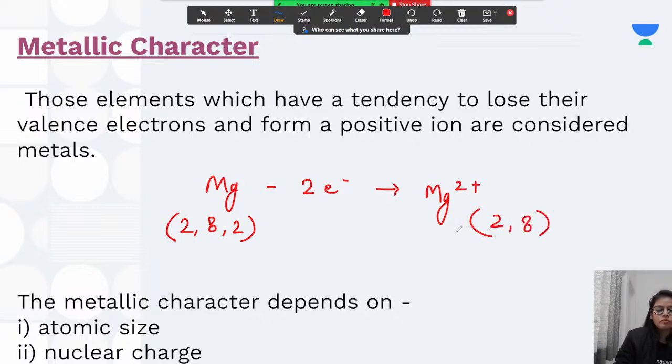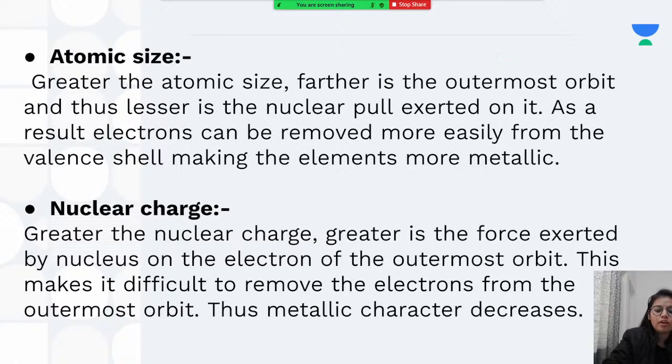Now the metallic character again depends on the atomic size, and next is the nuclear charge. Now we will be seeing how it is related to these two things. First is the atomic size. Greater the atomic size, farther is the outermost orbit, and thus lesser is the nuclear pull exerted on it.